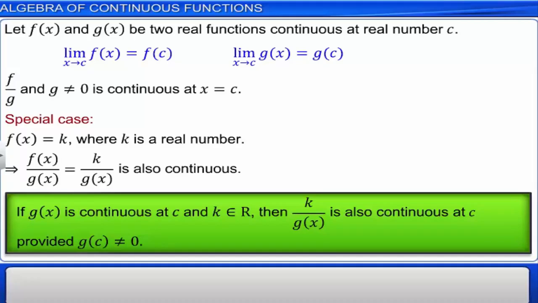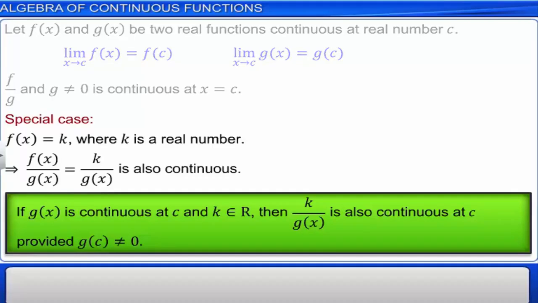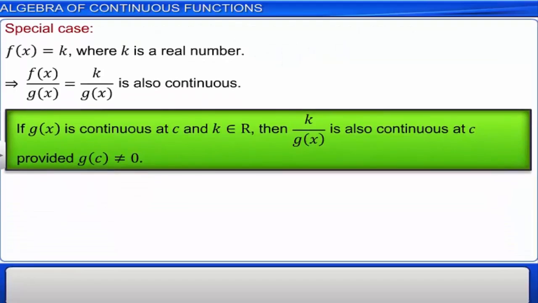If k is equal to 1, then 1 divided by g(x) is also continuous. That is, the reciprocal of a continuous function is also continuous.